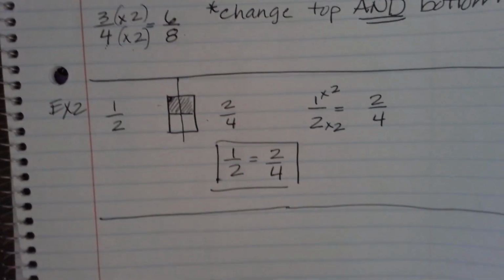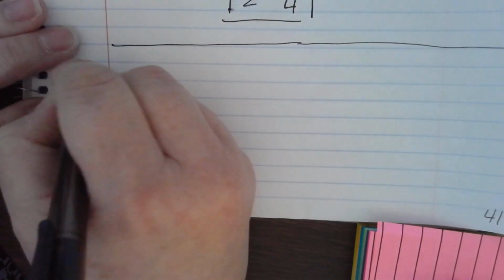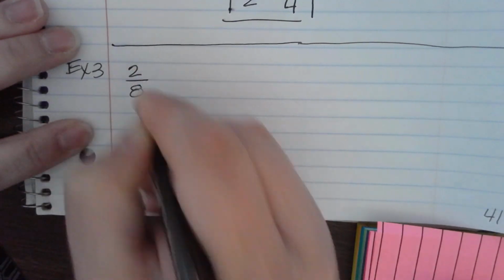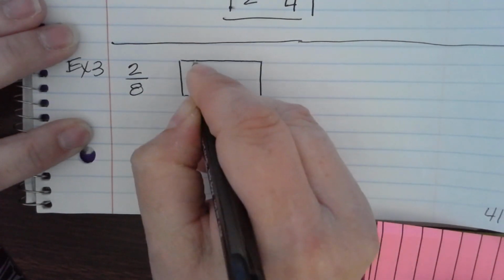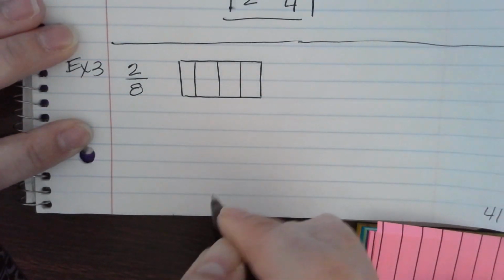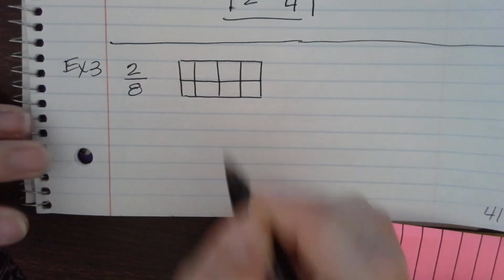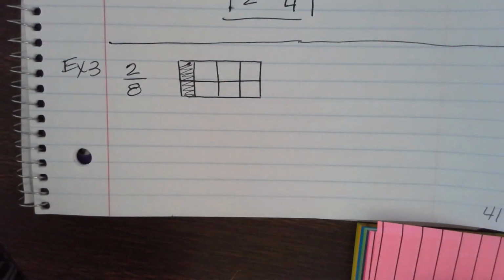Now, we can also create equivalent fractions by reducing them. Let's do this as example 3. If I have 2/8, I'm going to make a visual here, and we're going to pretend that it's equal. I've got 8 pieces here, and I'm going to highlight 2 of them.